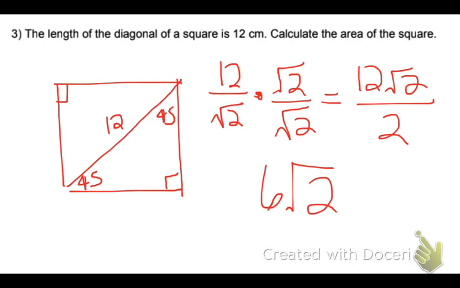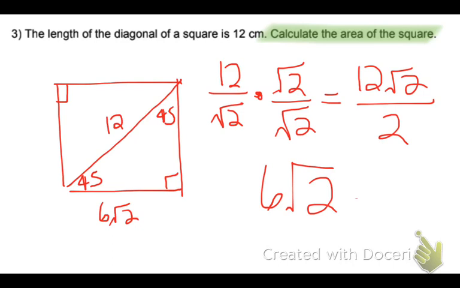Because remember, we were solving for the side length. But be careful because that's not what it was asking for. It was asking, calculate the area of the square. Remember, to find the area of a square, we just multiply the sides by each other, or that side value squared. So if one side is 6 root 2, then another side is 6 root 2.